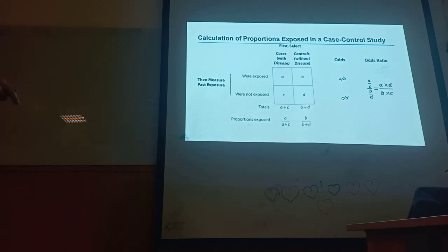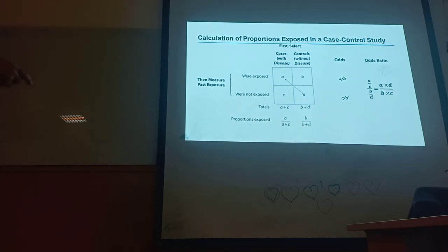B over B plus D divided by D over B plus D. B plus D is common in both, so the odds is B over D. So this is not in case control studies. This is wrong. This is for cohort study.